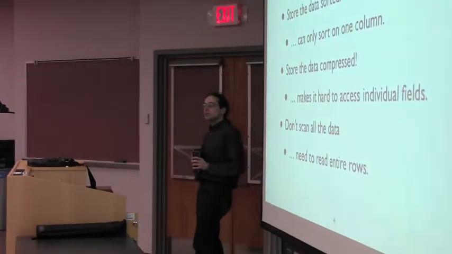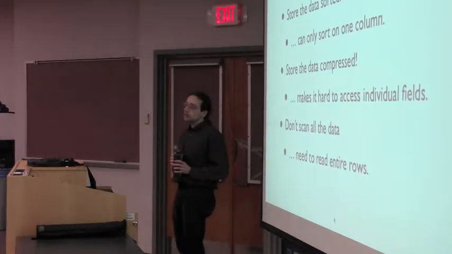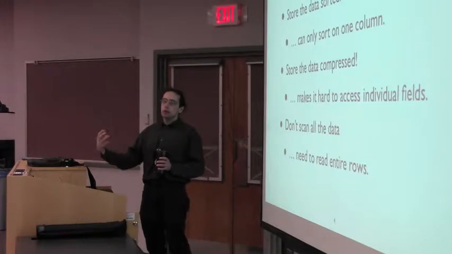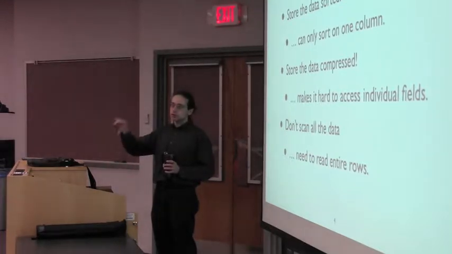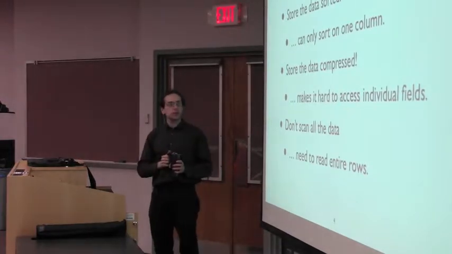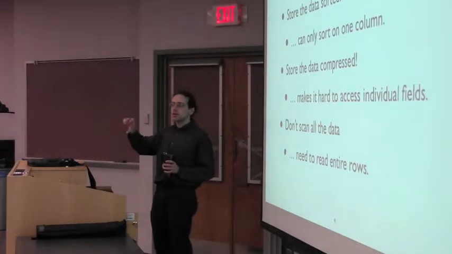Yes? Can we sort the data on more than one column? Sure. You can sort on one column and then do a subsort. So for terms where the first column is equal, you can sort the other column. That's reasonable to do, but that doesn't really help you if you're trying to do a range scan on the second column.